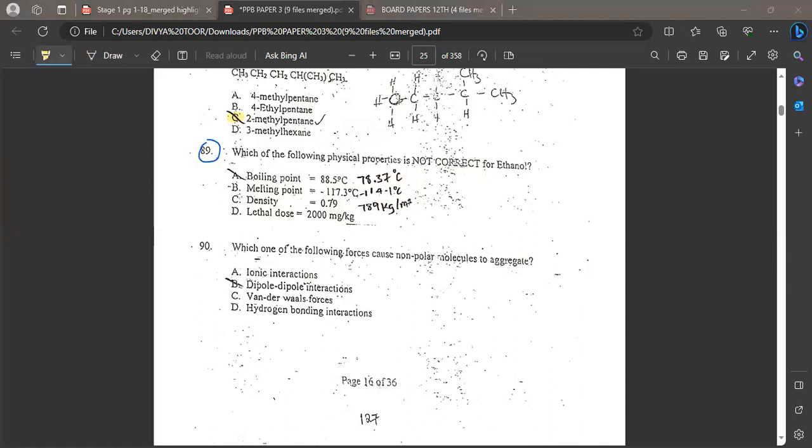Okay. Which of the following forces cause nonpolar molecules to aggregate? Ionic interactions, dipole-dipole interactions, van der Waals forces, and hydrogen bonding interactions. Van der Waals forces. Nonpolar molecules to aggregate. Yeah, because dipole is for polar molecules.